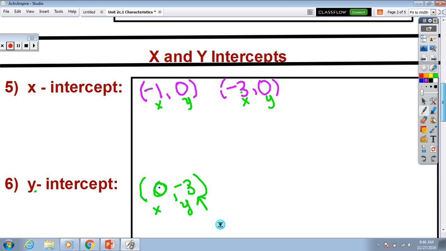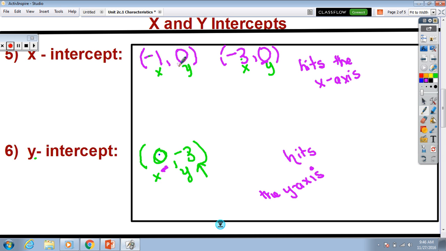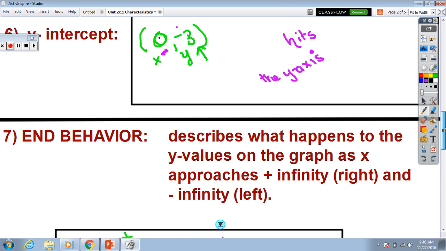Okay? X and y intercepts: the x-intercept is where it hits the x-axis, and the y-intercept is where it hits the y-axis. And both of these points have to have zeros in them. So remember the easy way. If it's the x-intercept, give x the number. If it's the y-intercept, give y the number. That's the easy way to identify x and y intercepts.